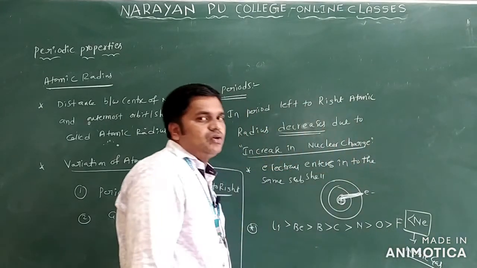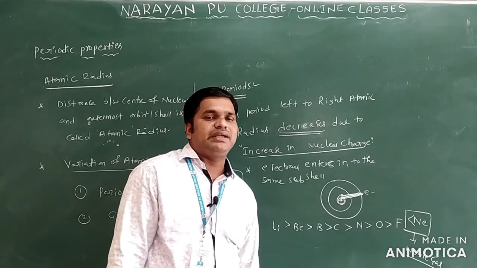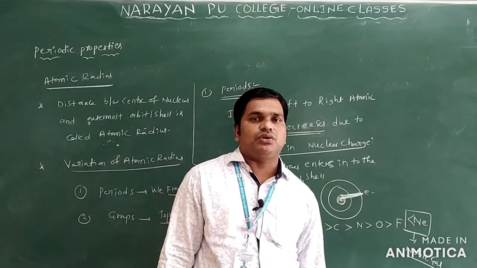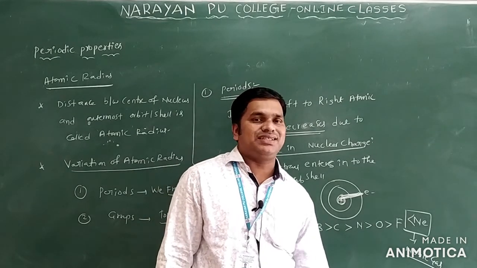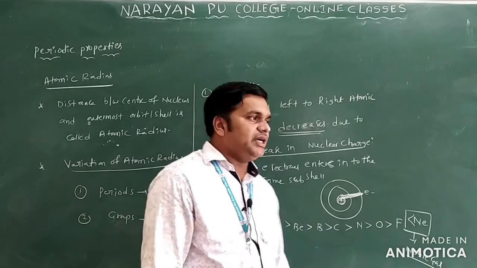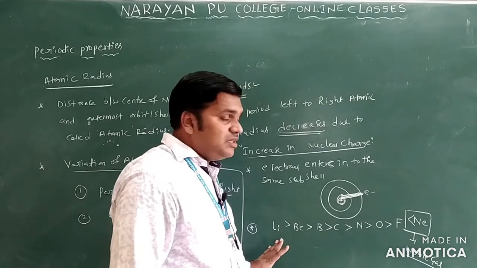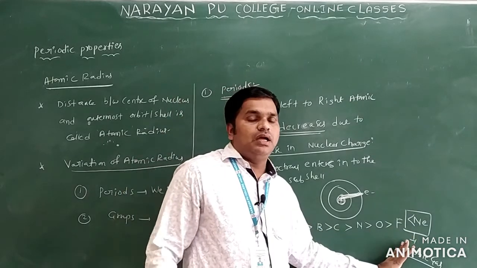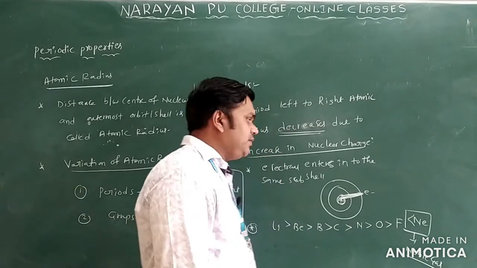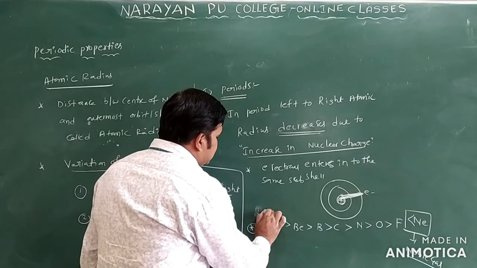Neon is a noble gas. In the case of noble gases, van der Waals forces exist, so the van der Waals radius is considered. In this case, the atomic radius decreases from alkali metal to halogen, but in the case of inert gas, atomic radius increases. This is what I told here for a second period element.